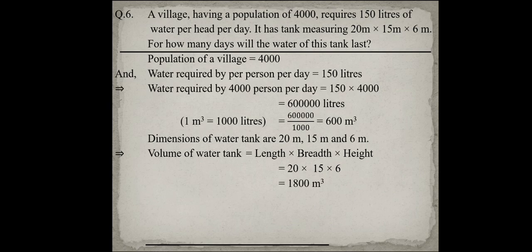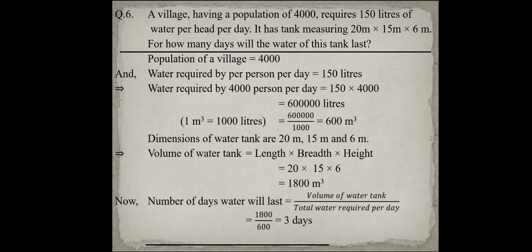So we will find out the number of days by dividing the volume of this water tank by the water required by the population. It means volume of water tank upon total water required per day. That is equal to 1800 upon 600 equals 3 days. So water will last for 3 days for 4,000 persons.